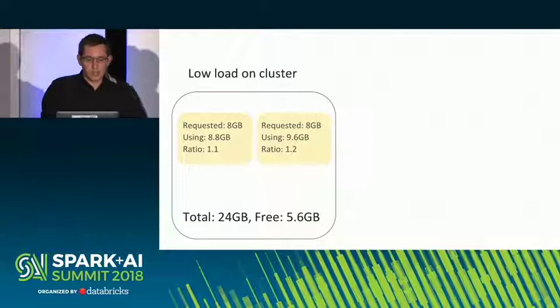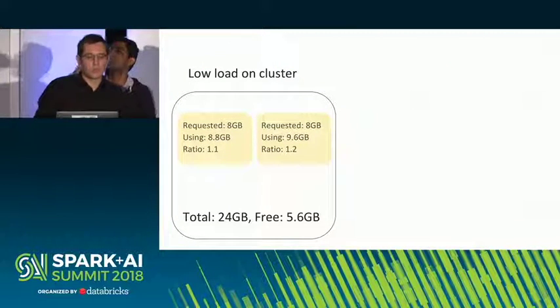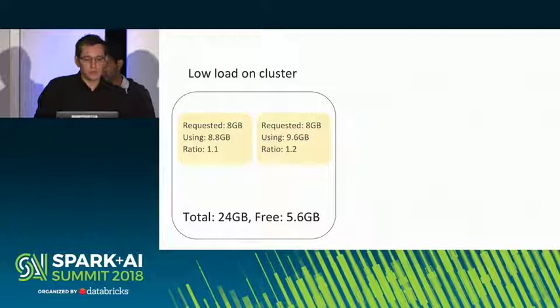Here's a very simple example. Let's consider we have very low load on the cluster. We see two containers running, and each of them is going over the limit, with ratios of 1.1 and 1.2. And we still have 5.6 gigabytes of free RAM. In this case, we'll just allow these containers to keep going.